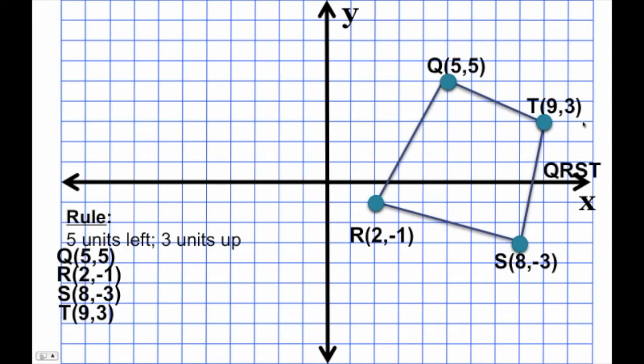And here's our last example. Here we have quadrilateral QRST. And our rule says to move 5 units to the left and 3 units up. And since we're moving 5 units to the left, how is that going to affect our x coordinate? Well, we're moving left, so we have to subtract 5.